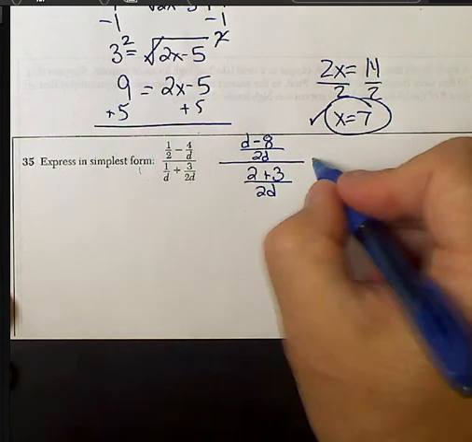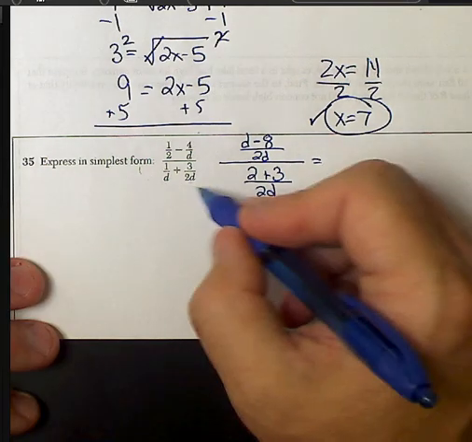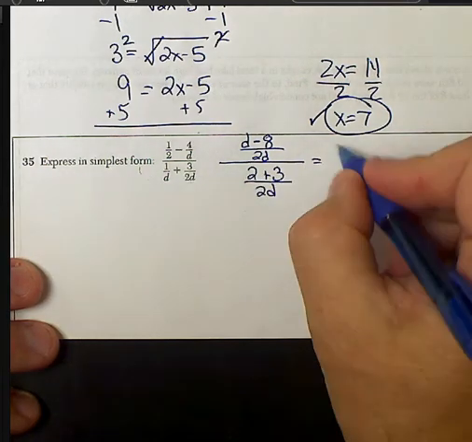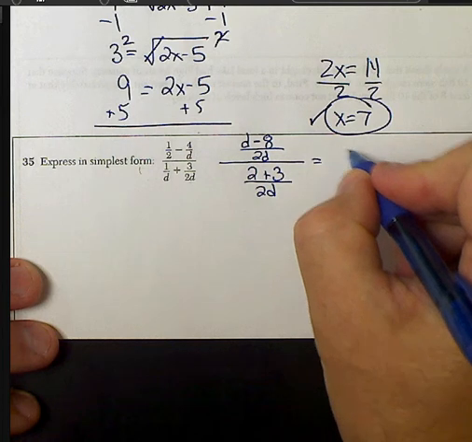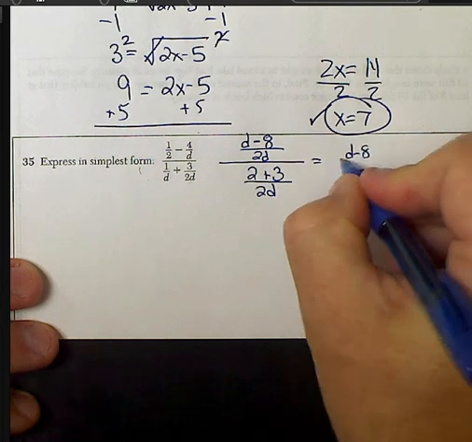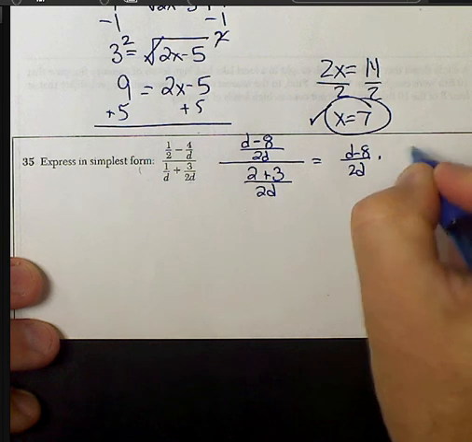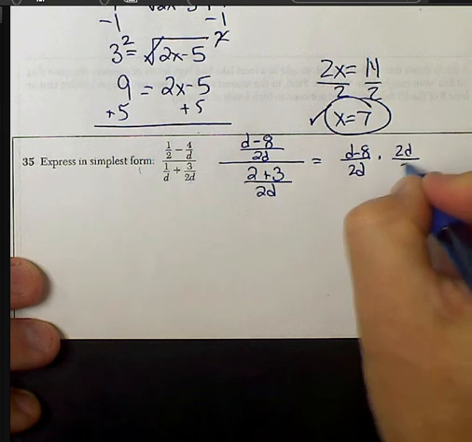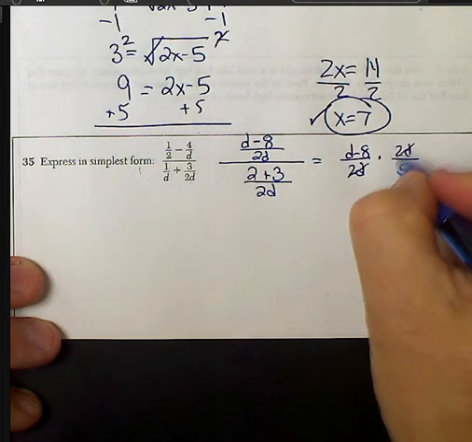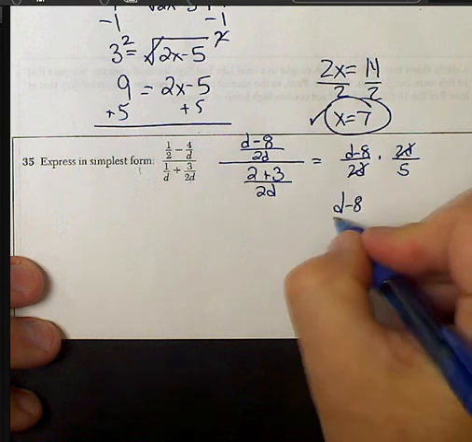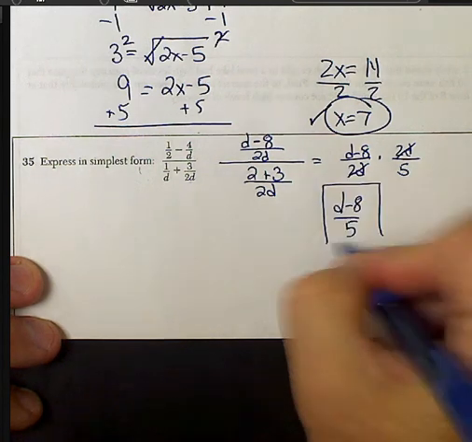So I'm going to wind up with keep, change, flip: d minus 8 over 2d times 2d over 5. The 2d's cancel. I'm left with d minus 8 over 5. Final answer.